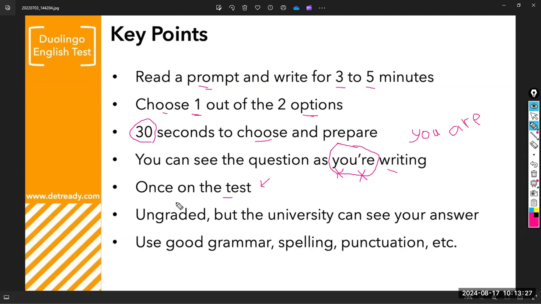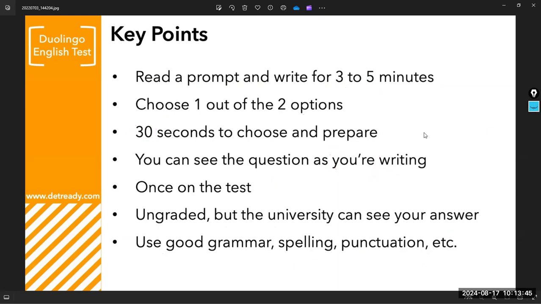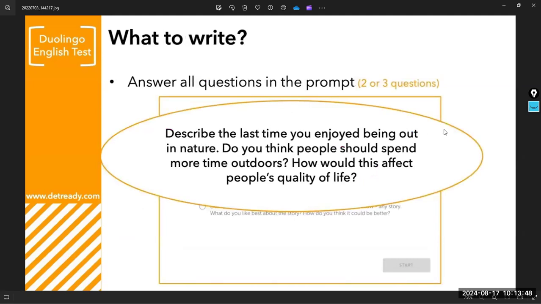As I told you, both modules, the writing module and the speaking module, are ungraded, but the university can see your answer. So I have to use good grammar, good spelling, and absolutely correct punctuation marks. Okay, so notice, guys, that I have to answer all the questions in the prompt. Maybe, guys, you will have 2 questions in the prompt, maybe 3.